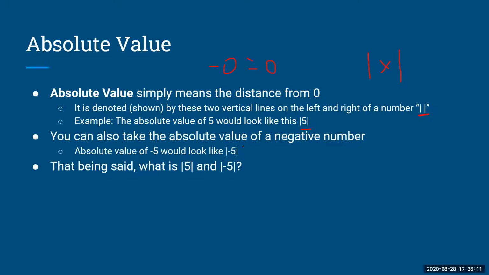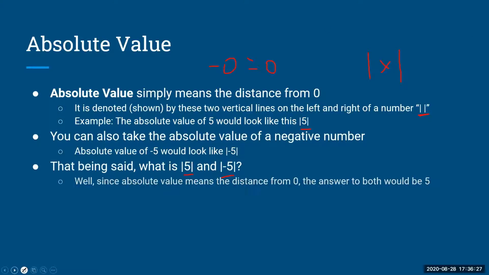the positive number. So absolute value of negative 5 is this. So that being said, absolute value of 5 is 5, right? And the absolute value of negative 5 is also 5. Yeah, 0 goes to absolute value 0, 0 units away from 0. Since absolute value means the distance from 0, the answer to both would be just 5.